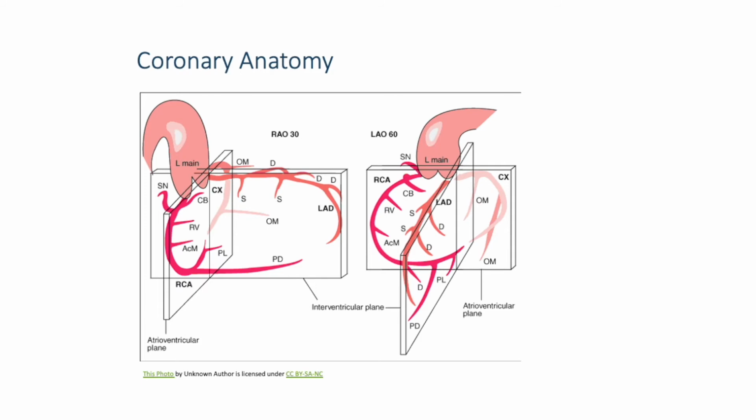Speaking more in depth about the main coronary arteries, in that interventricular and atrioventricular plane, the right coronary artery originates in the right sinus of Valsalva and runs in the right ventricular side of the atrioventricular groove. It runs all the way around the heart to where these two planes come together at what we call the crux. And this is where the posterior descending artery and the atrioventricular node artery originate.